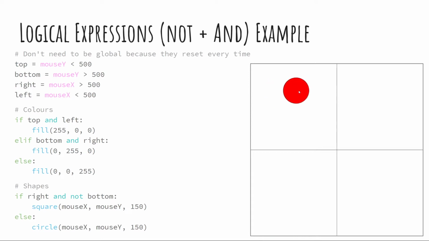Similarly, for the shapes, we say if we're in the right section and we're not in the bottom section, which corresponds to the top section but not bottom, it's just one of the best examples we could come up with, then we want to draw a square. And so you can see in the top right section, we draw a square. Everywhere else, we draw a circle.